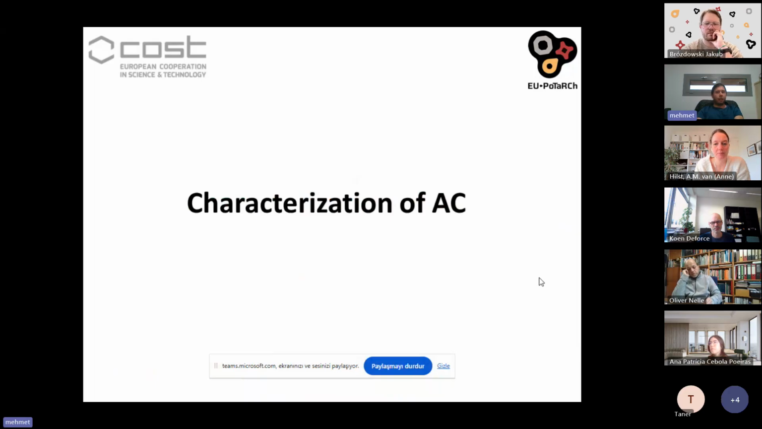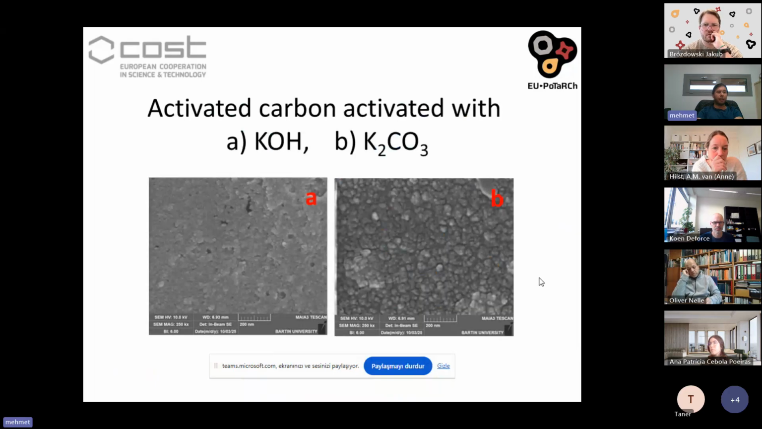Characterization of activated carbon. Firstly, as you can see in the image, the left side is the microstructure of the potassium hydroxide activated carbon, which appears to have a smaller and more homogeneous structure compared to the other one. On the other hand, the structure of the potassium carbonate activated carbon is more heterogeneous and has a larger particle size. Soon, in the BET results, we will see similar results regarding the pore diameters of this activated carbon.